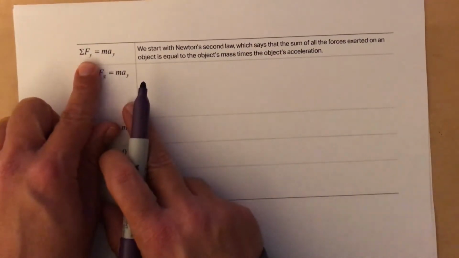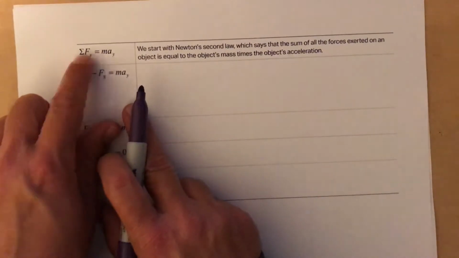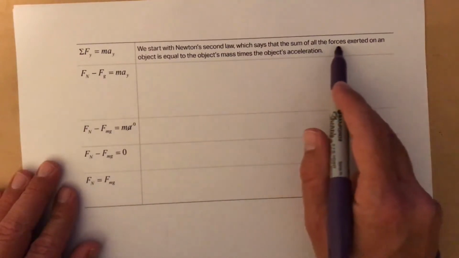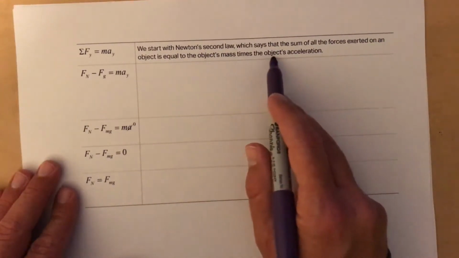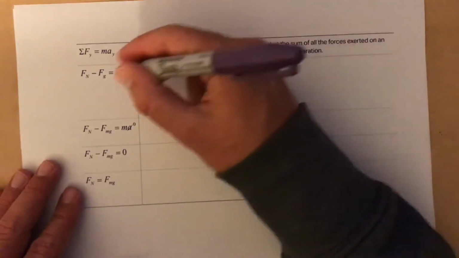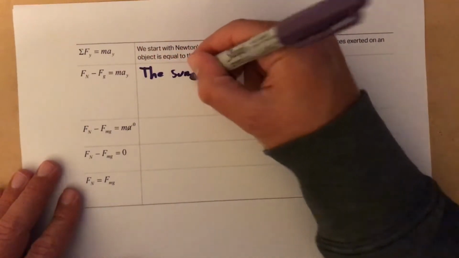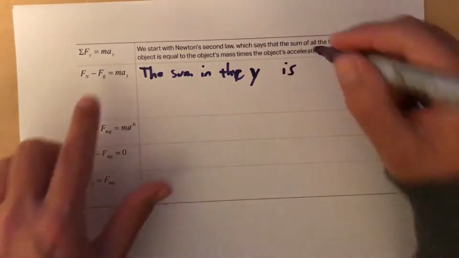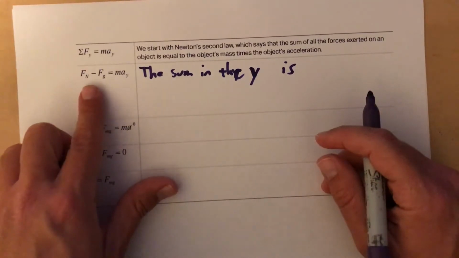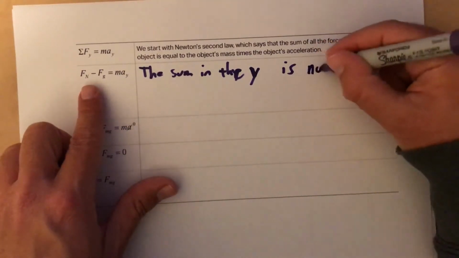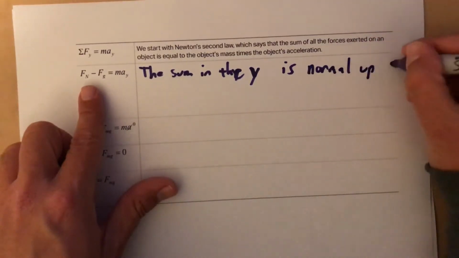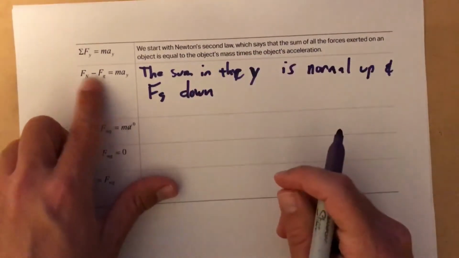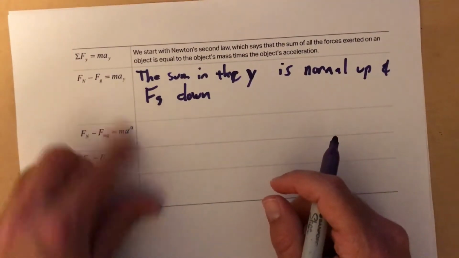So you always start with Newton's second law. In this case, notice they've specified it in the y direction. So sum of forces in the y and acceleration in the y. They say we start with Newton's second law, which says the sum of the forces exerted on an object is equal to the object's mass times the object's acceleration. Then you need to say the sum in the y is there's only two forces in the y. And the way we label them is like this. It is the normal force up, and it's the force of gravity down. So we've replaced the sum with the things that actually sum up to create that.